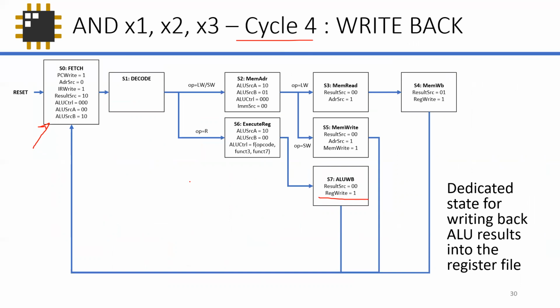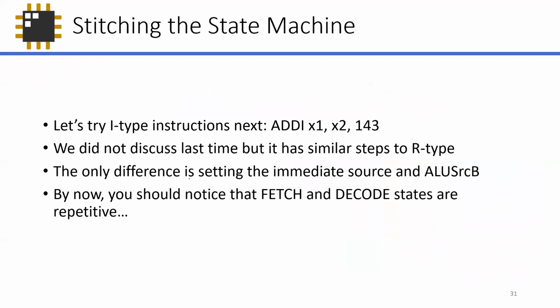All right, we're actually going at a pretty good pace. Okay, stitching the state machine for the I-type instructions. So addi, pretty much the same thing. We didn't discuss this last time, but it would be a nice exercise for you. So what do you need for the addi instruction? All right, we'll go through it very quickly, like a breeze, because we're just going to stitch the state machine.